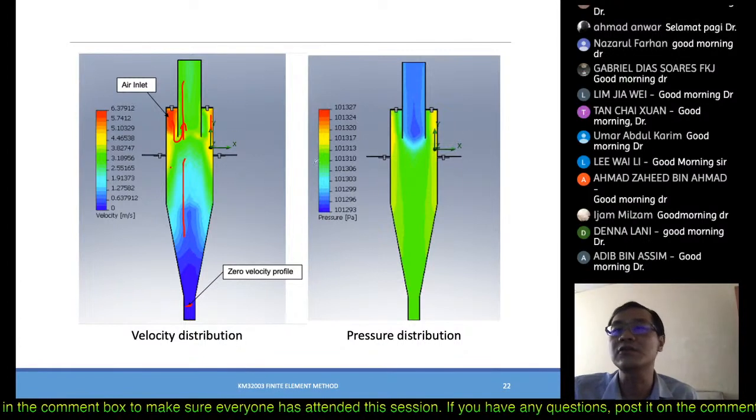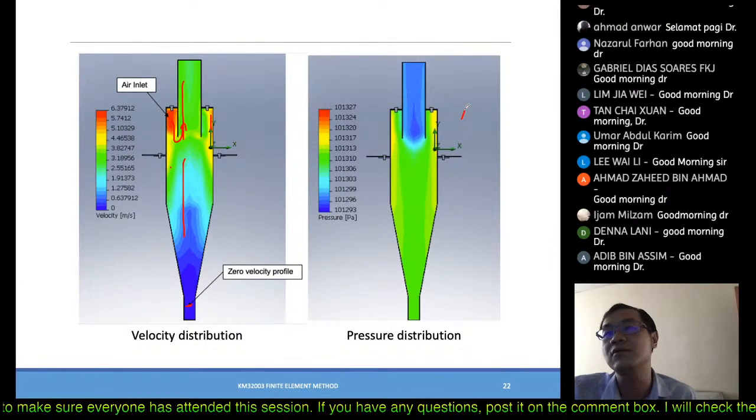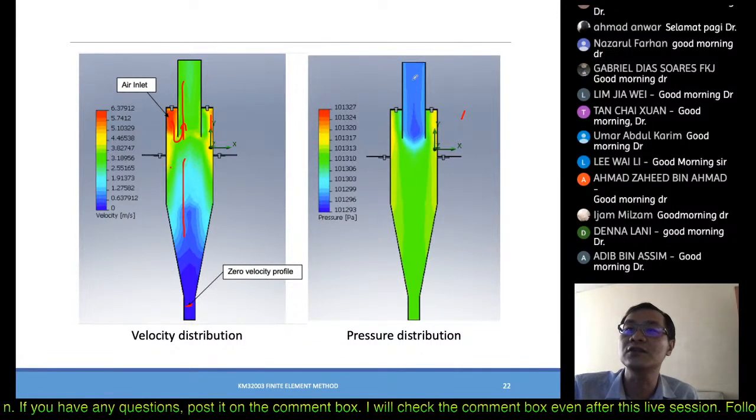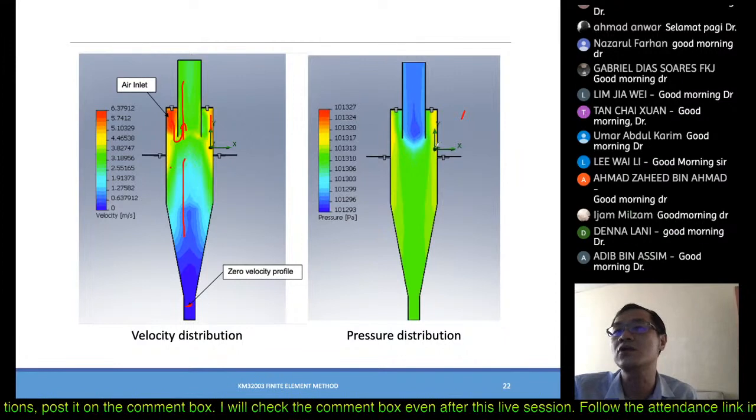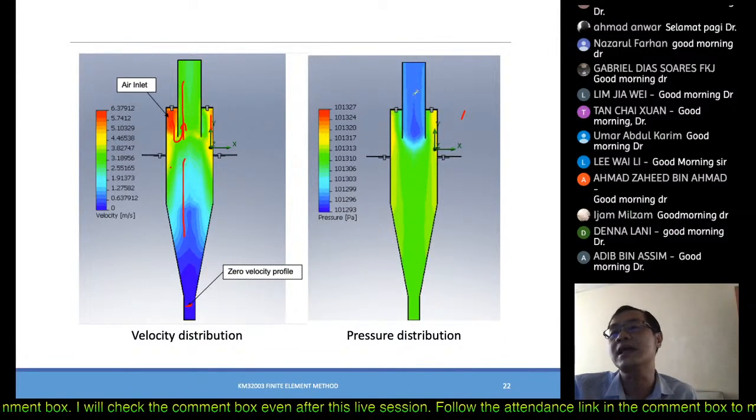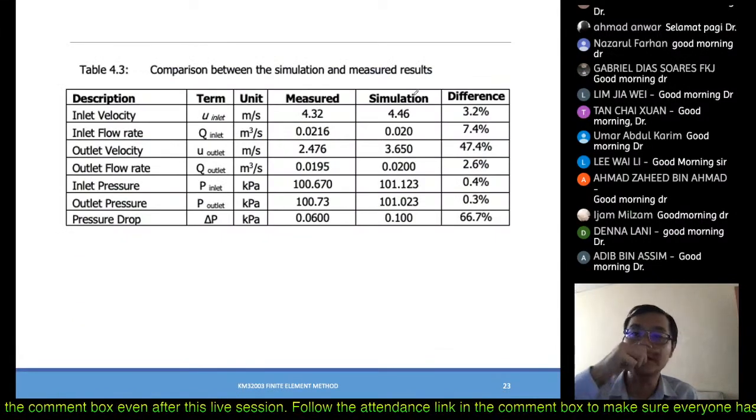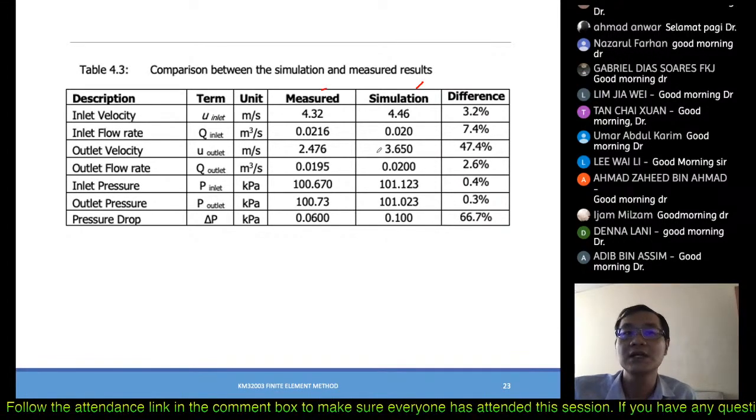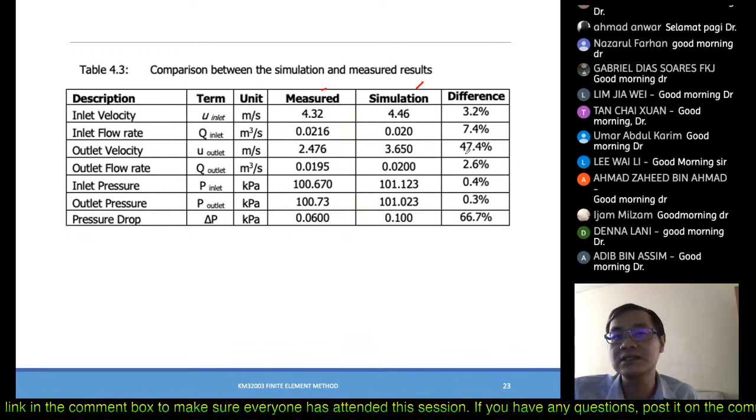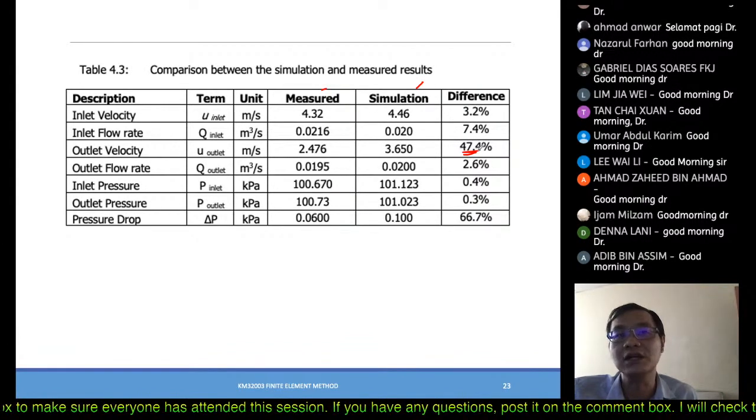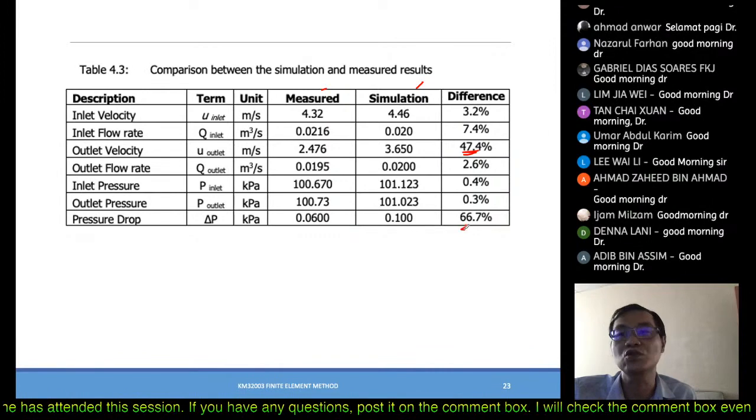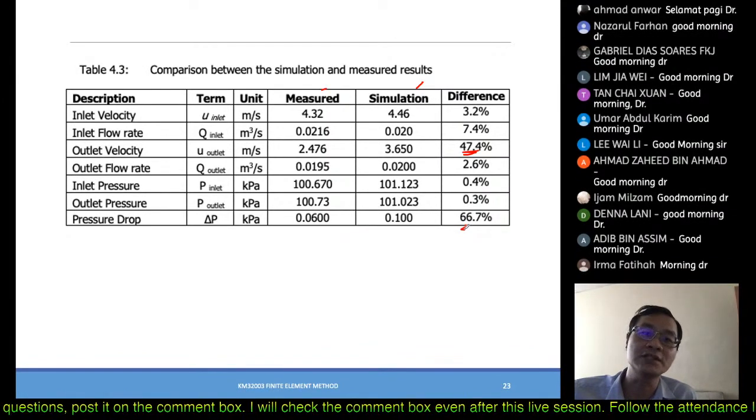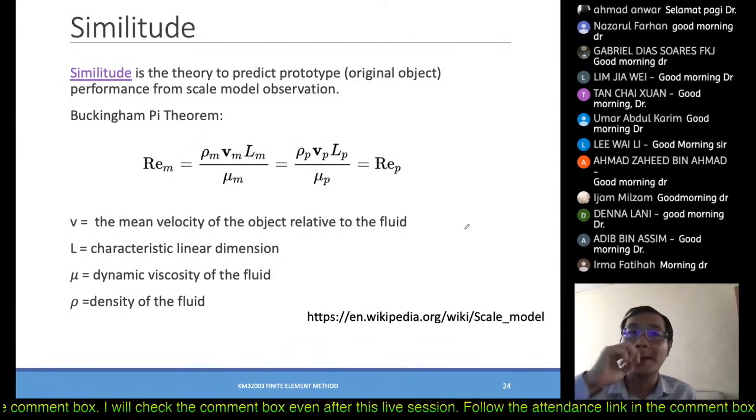So this is the velocity profile, and this is the pressure profile. This is how the pressure actually drops, because of the suction fan here. So the pressure is very low here. They intend to move downwards and up. So this is the comparison between the simulations and the measured value, which we can see that in these simulations is still not good enough. The inlet and outlet velocity is still quite high, for the outlet velocity and the pressure drop.